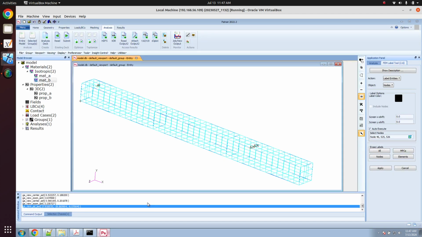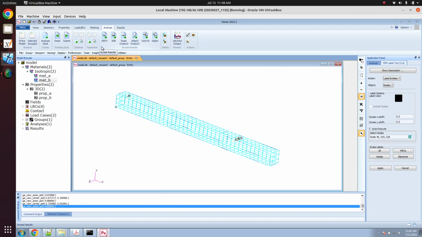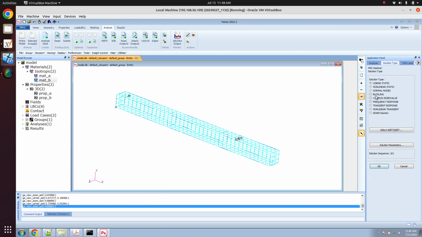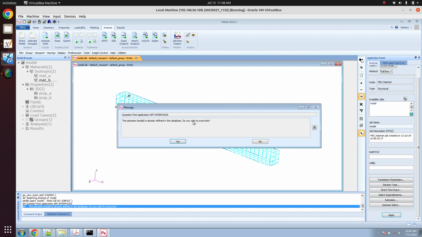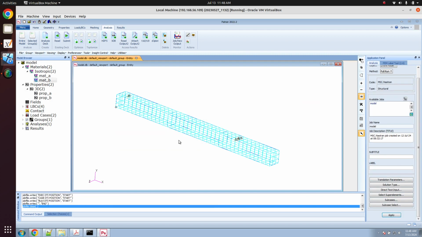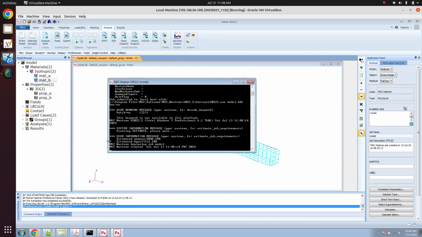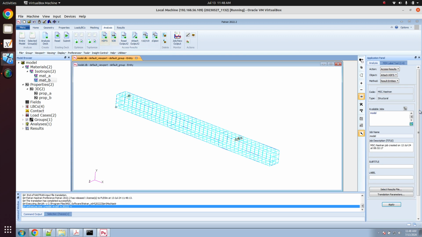So like before, what we're going to do is perform the normal modes analysis. So let's go ahead and do that. So we'll click on normal modes and click apply. Click yes. And this one's taking a while, so let's go ahead and wait. Okay, now let's go ahead and attach the results.